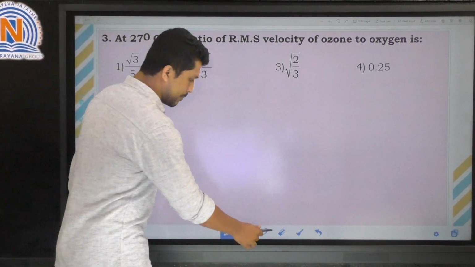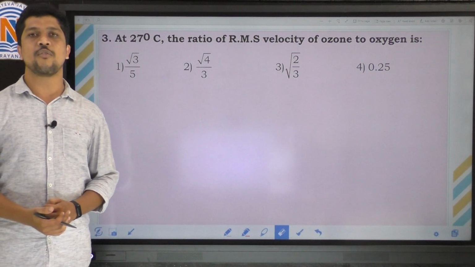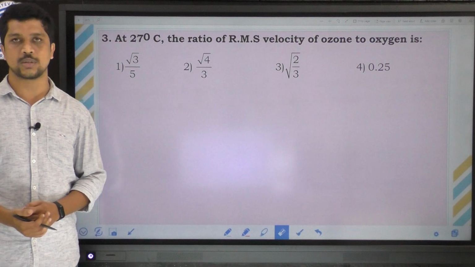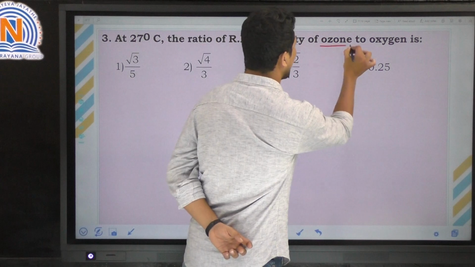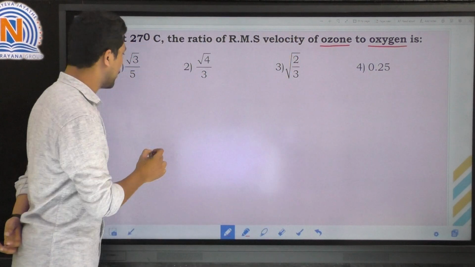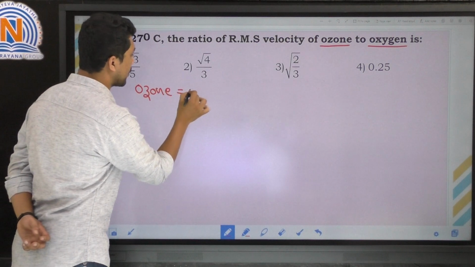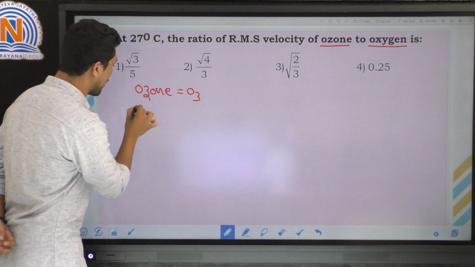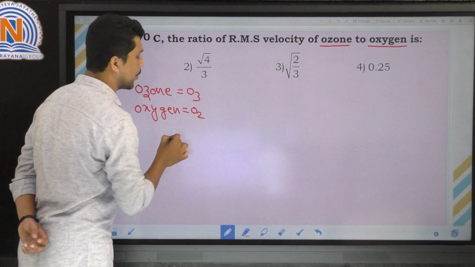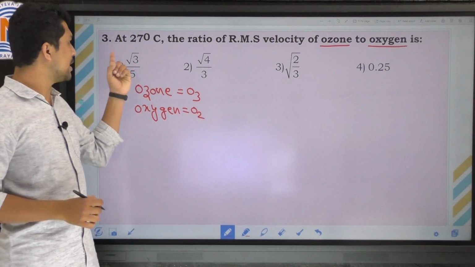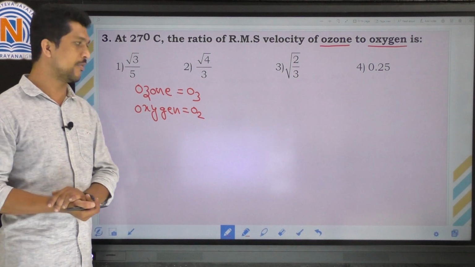Here the third question. At 27 degrees centigrade, the ratio of RMS velocity of ozone to oxygen. So here two gases are present, one is ozone and the other is oxygen. Ozone's molecular formula is O3, and oxygen's molecular formula is O2. Both are at the same temperature, 27 degrees centigrade. We need to find the ratio of RMS velocity.